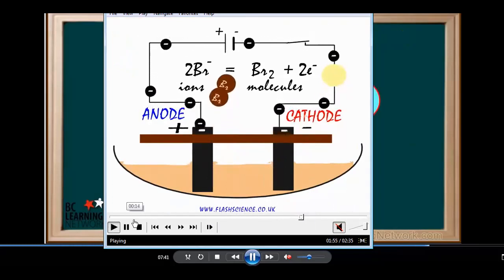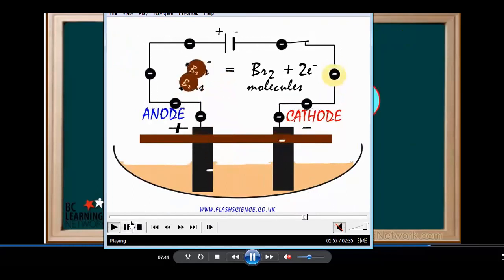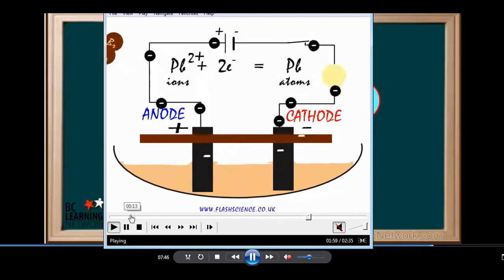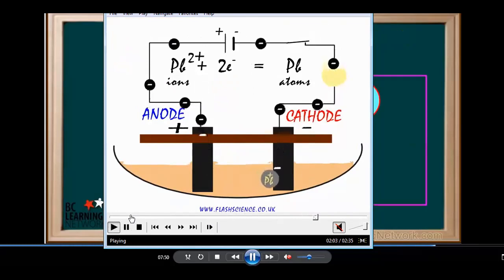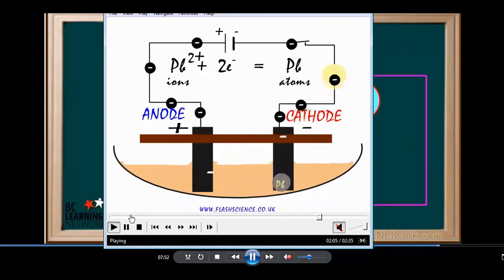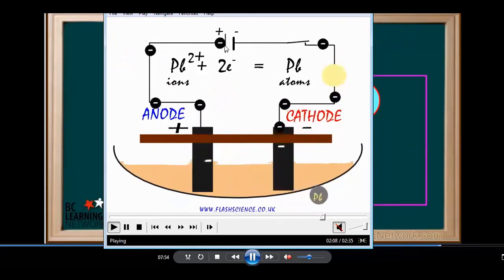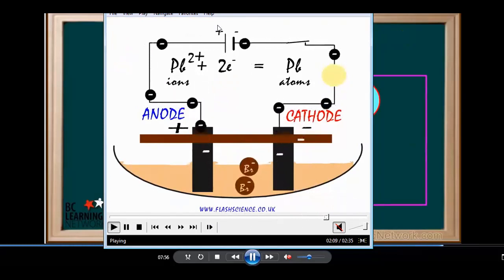Let's take a question. Why can't we make electrolysis for lead bromide unless it's molten? Only when it's molten can we carry out its electrolysis, because lead bromide is an insoluble salt.